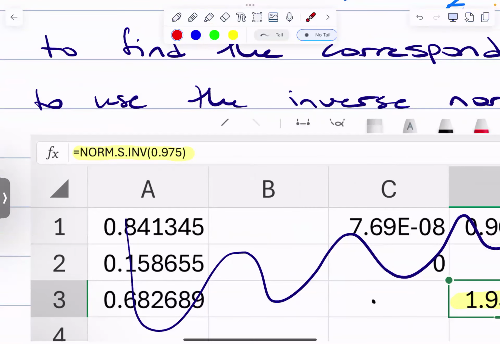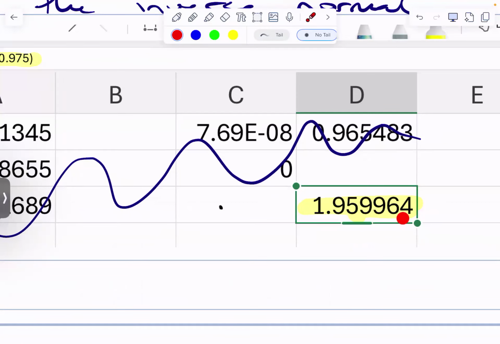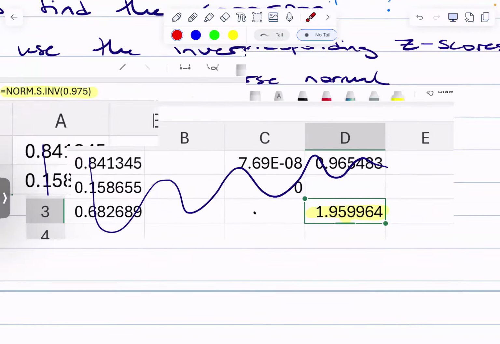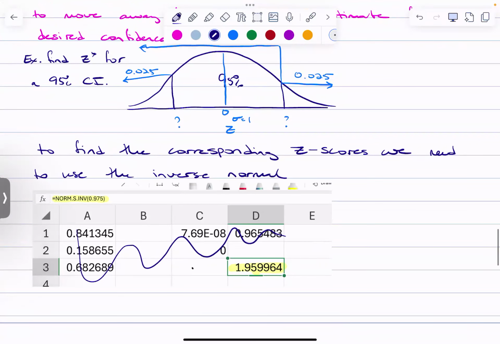So it wants the area to the left, but then it returns the Z that makes that happen. And so we find that Z equals 1.9599964, and Z equals negative 1.9599964.